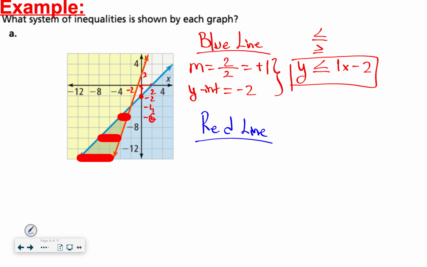What am I going to do? Same idea. We need to find slope. We need to find y-intercept. Y-intercept of the red line is positive 2. And the slope is here.